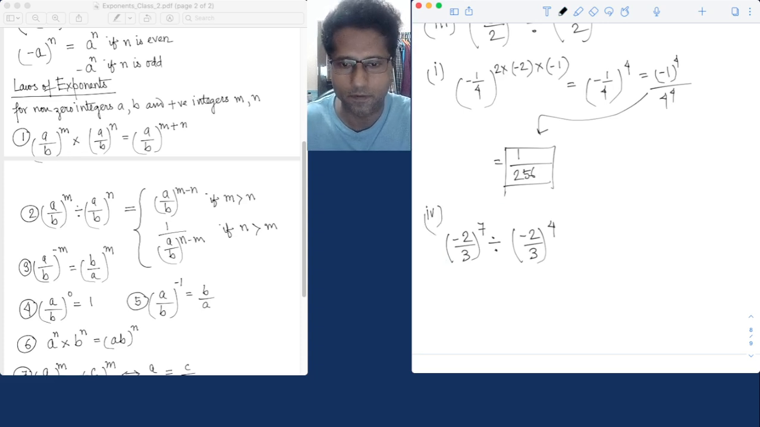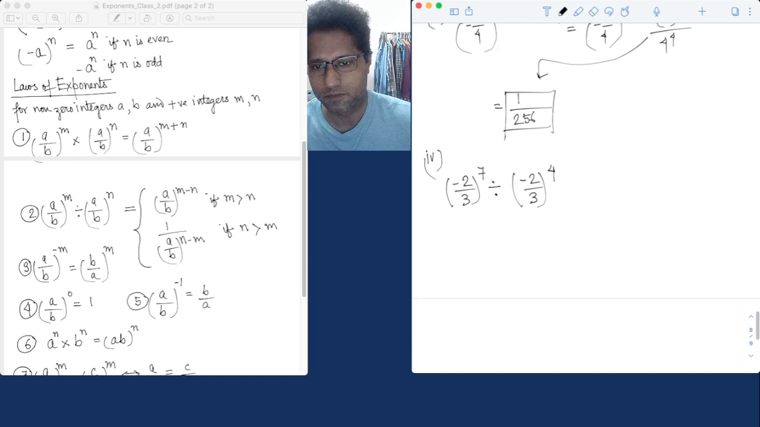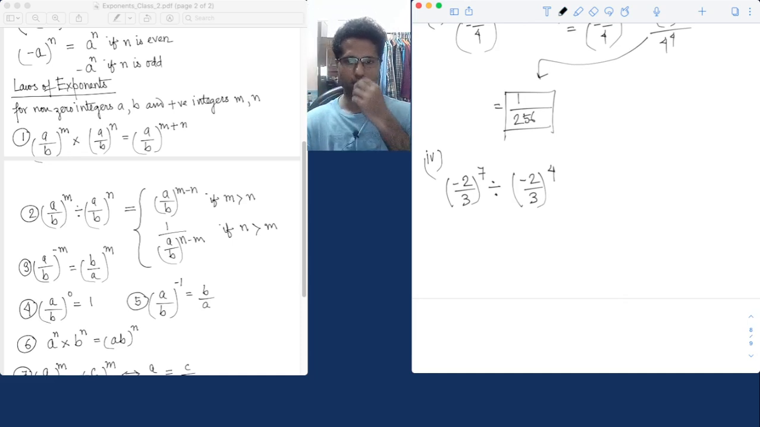Anyway, so this is a division of two exponents. The first exponent, the rational number raised to some power, is minus 2 by 3 raised to the power 7, and the second one is minus 2 by 3 raised to the power 4. We see that the base of the two exponents is the same, that is the base is minus 2 by 3.